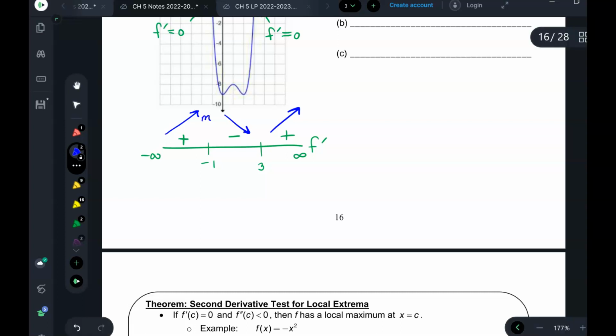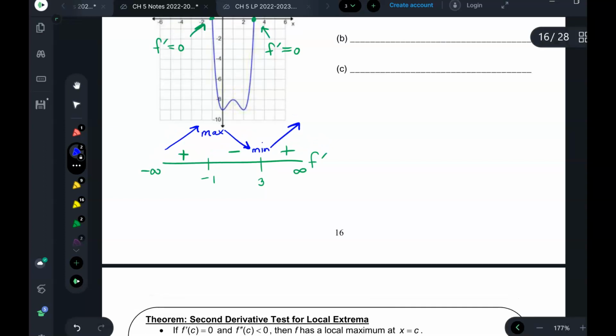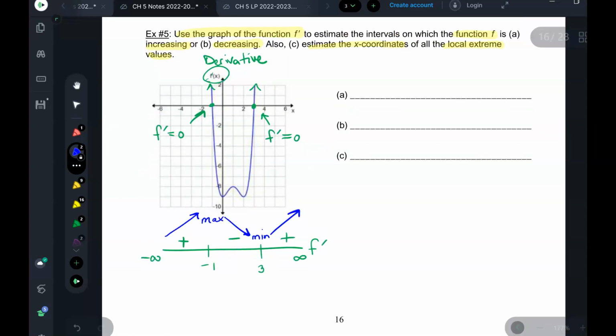That means I know, what do we have? A max at -1 and a min at 3. So if I go back to the original function, let's think about this. Anytime it went from above the x-axis to below the x-axis, it went from positive to negative, there's a maximum there.